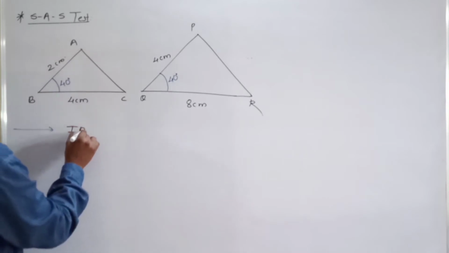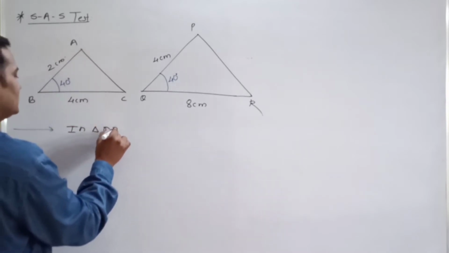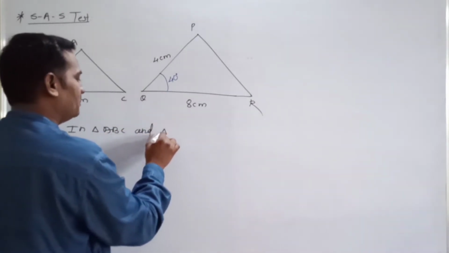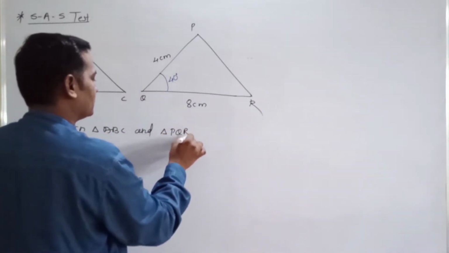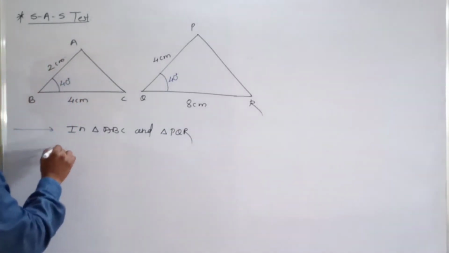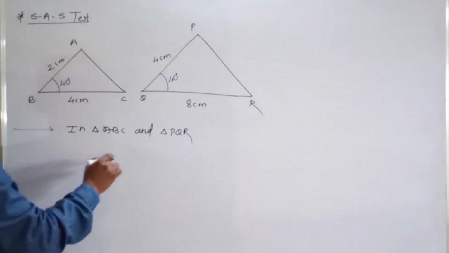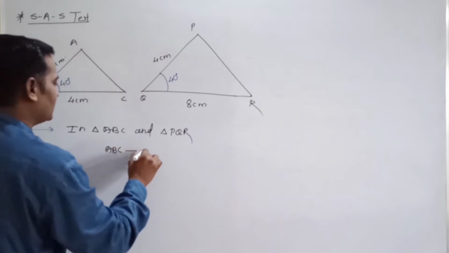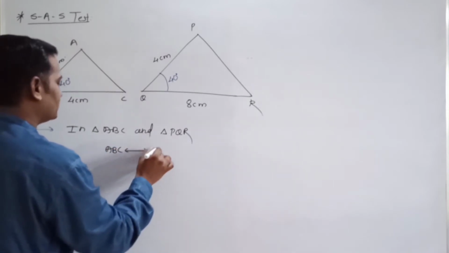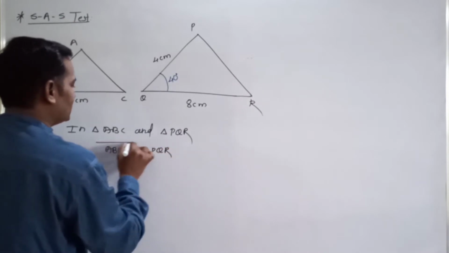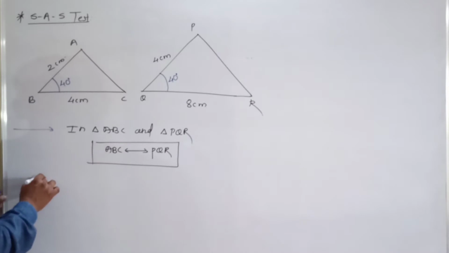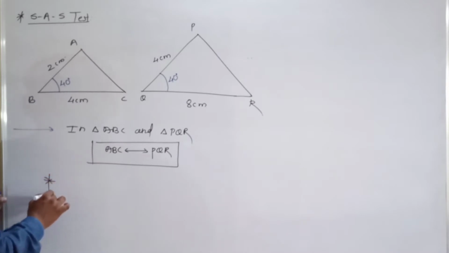In triangle ABC and triangle PQR, the first side is given. So let's write down the correspondence, that is ABC corresponding to PQR. Now this is the correspondence, so let's check whether the corresponding sides are in proportion or not.